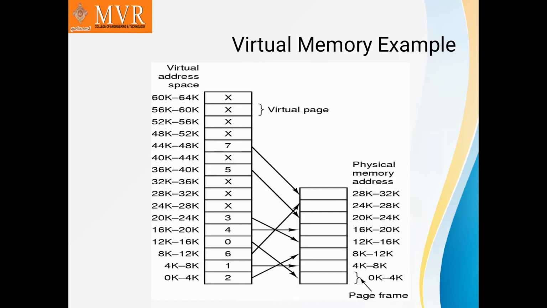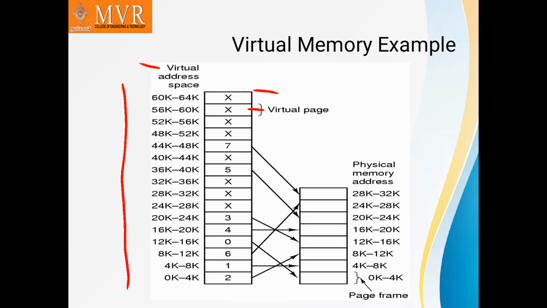See here, it is an example of virtual memory. This is the virtual address space. The virtual address spaces are 0 to 4K, 4K to 8K, and 8K to 12K, and so on up to 64K. Those are the virtual pages. So all are virtual pages. See this picture, how it will be mapped into page frames.